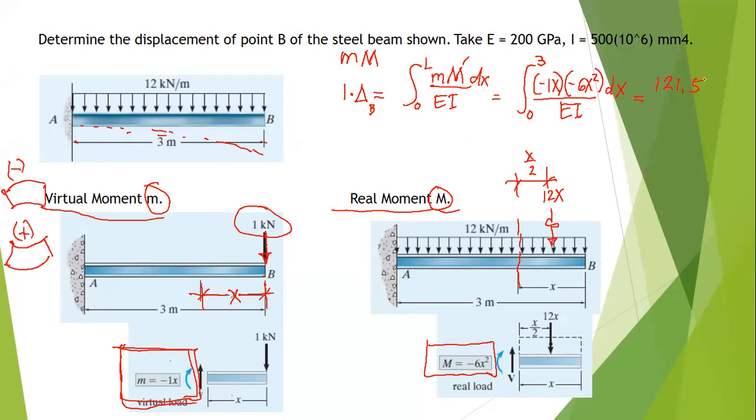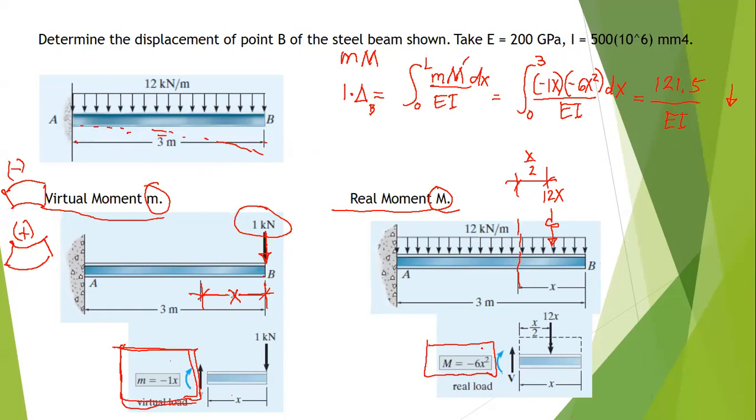then we get 121.5 over EI. Okay. Now, take note that we have a positive result. And the direction of our unit load applied is downwards, which simply means that we assumed that our deflection will be downward. And since this is positive, then we have a downward deflection also.